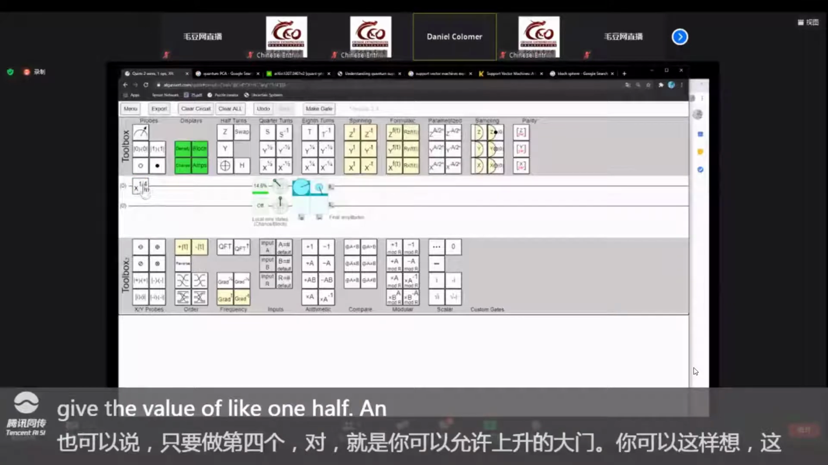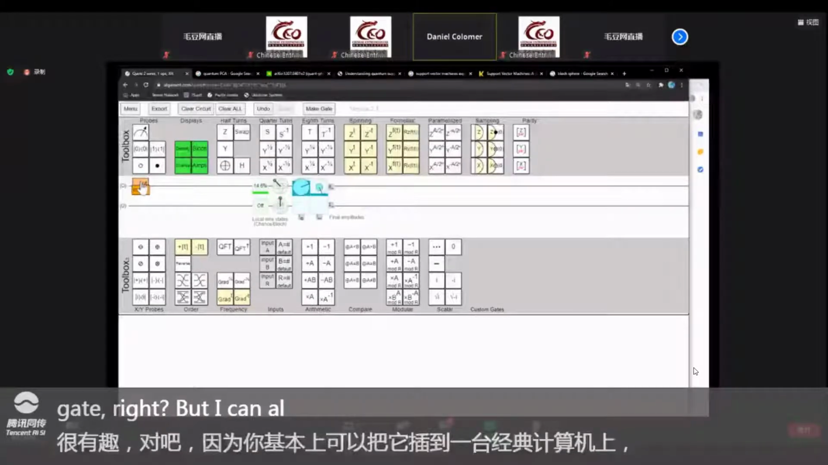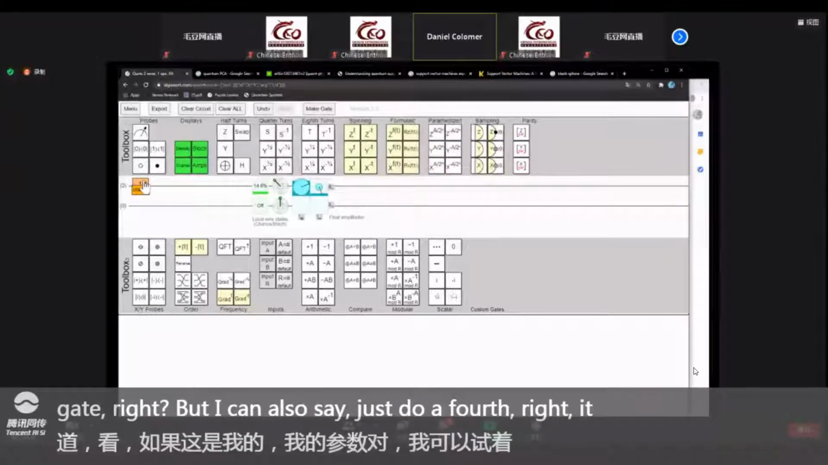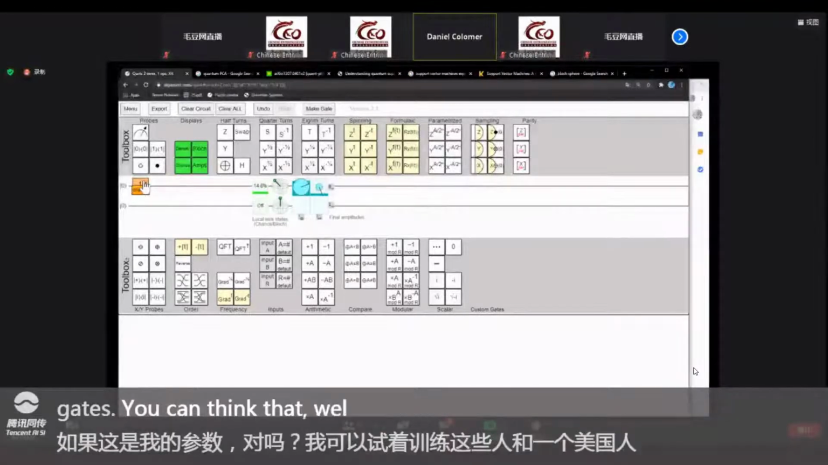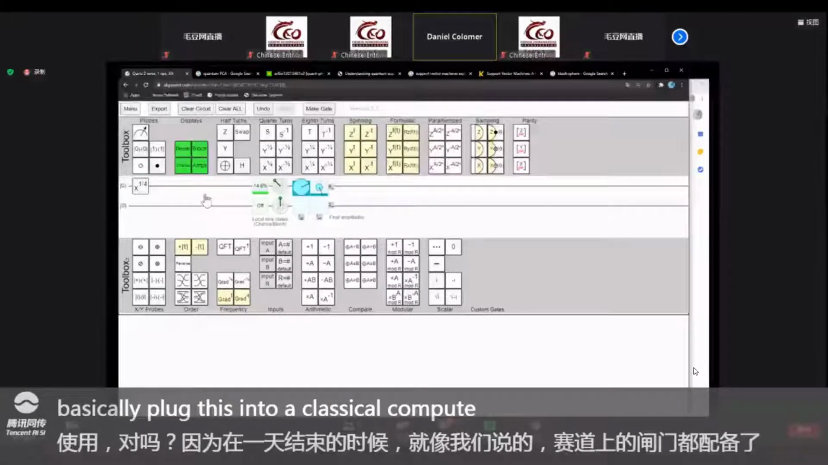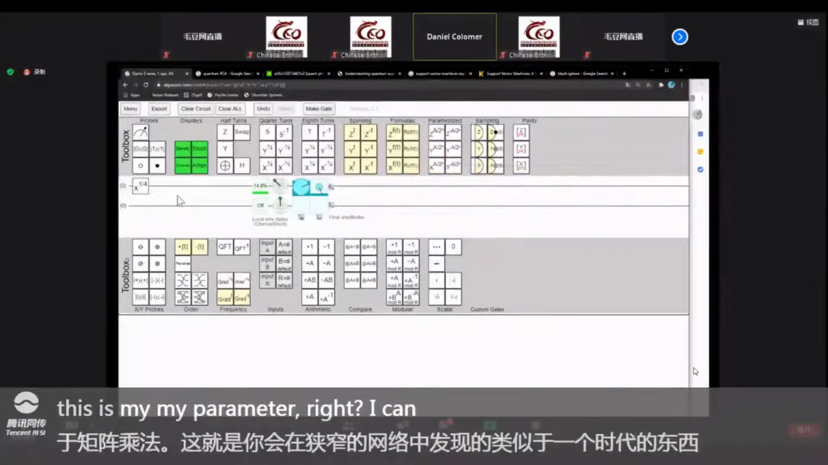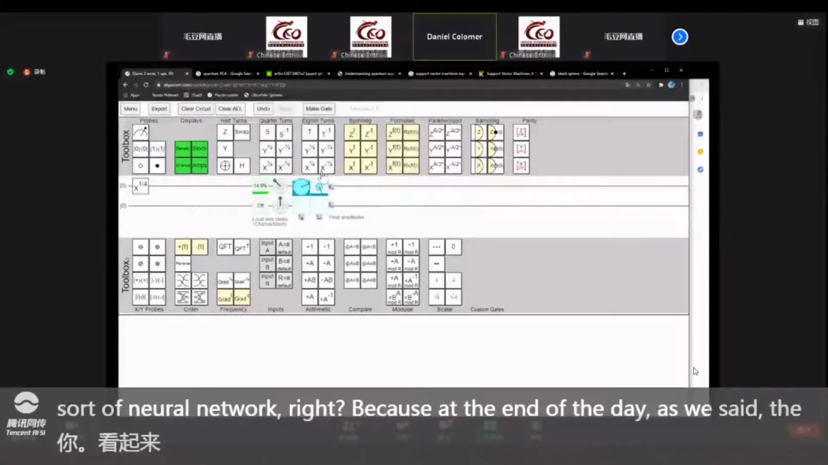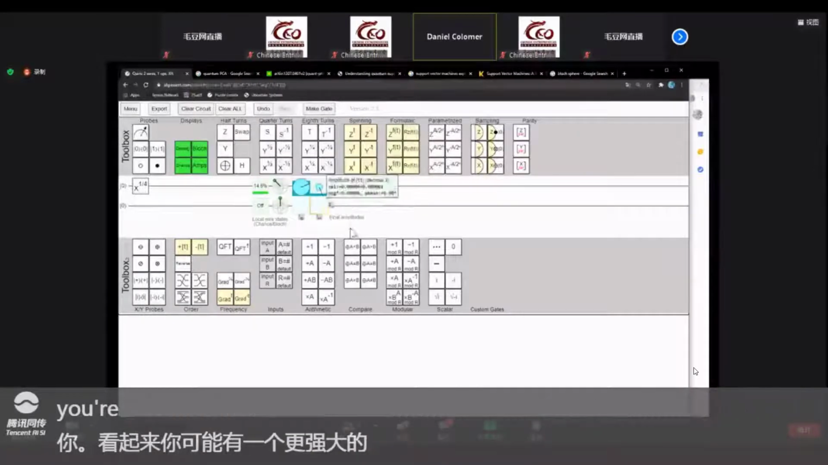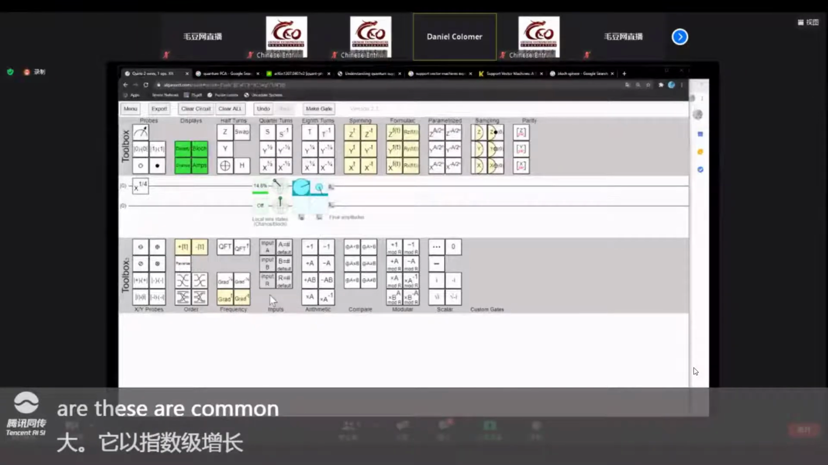Because you can basically plug this into a classical computer and say, look, if this is my parameter, I can try to train these and use the circuit as some sort of neural network, right? Because at the end of the day, as we said, the gates in the circuit are equivalent to matrix multiplications. So this is really similar to what you would find in a neural network. So the idea is, you can have multiple parameters. It seems like you might have a much more powerful modeling tool in here, because your state space is really big. It grows exponentially, right? And these are common myths really in the industry.